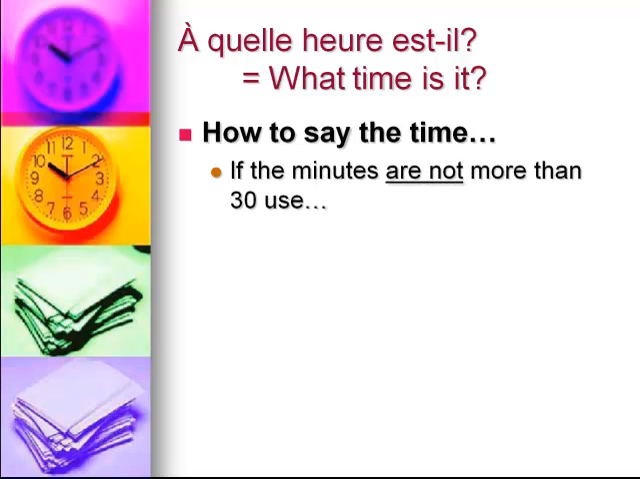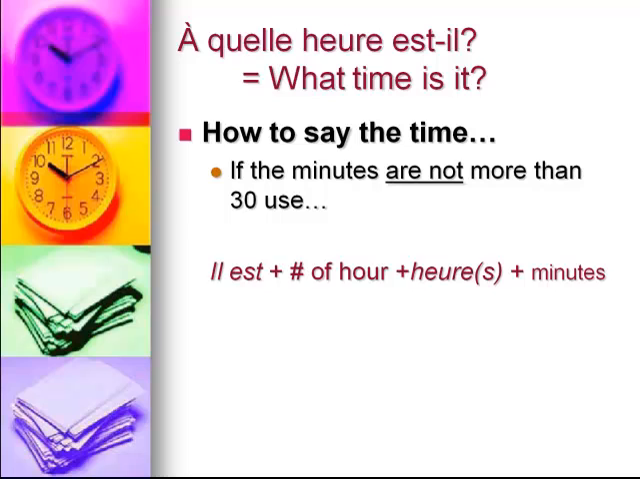Now we're going to look at two different ways to tell time. The first one is if the minutes are not more than 30. So if we're talking about like 1 o'clock to 1:29. If the minutes are not more than 30, you're going to use this formula. You'll start with il est, which you'll remember is how to say it is, the number of the hour, the word heure, and then the minutes. Or, in some circumstances, it might be a special phrase that I'll teach you in just a second.